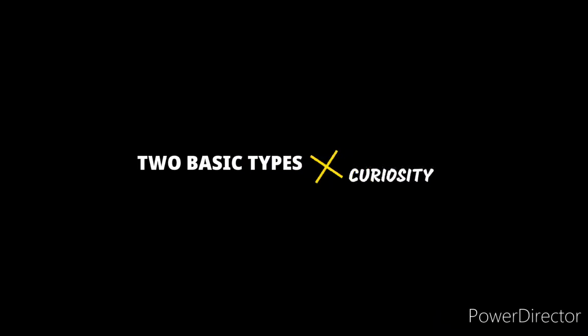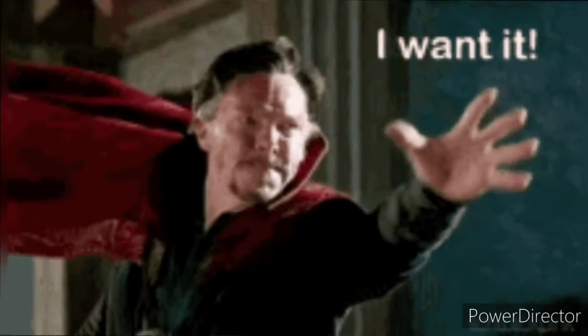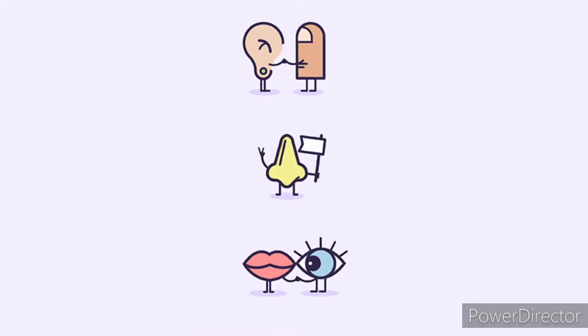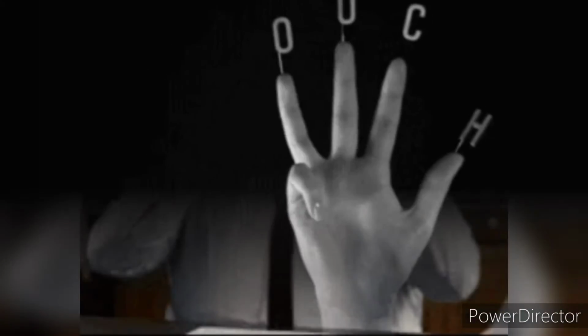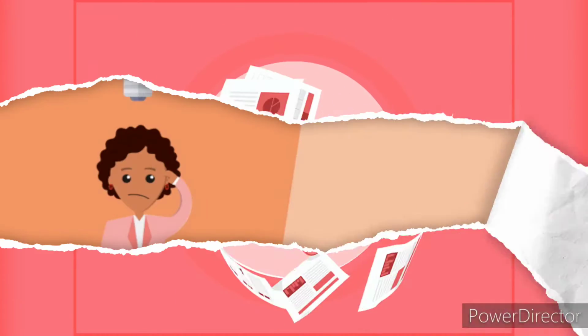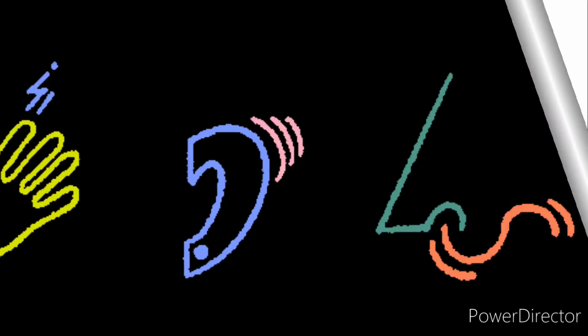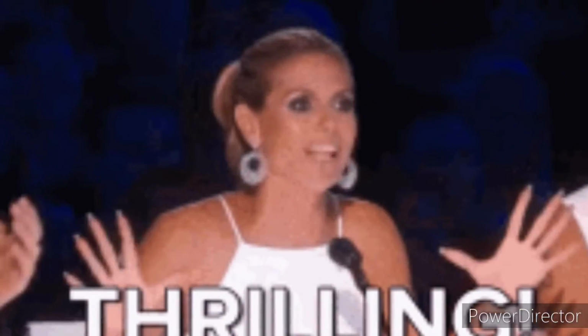There are two basic types of curiosity, cognitive and sensory. Cognitive curiosity is the desire for new information, while sensory curiosity is the desire for new sensation and thrills. The exploration entails seeking new information to solve a problem through observation, consultation, directed thinking, and new sensory experiences and feelings that extend one's knowledge into the unknown.